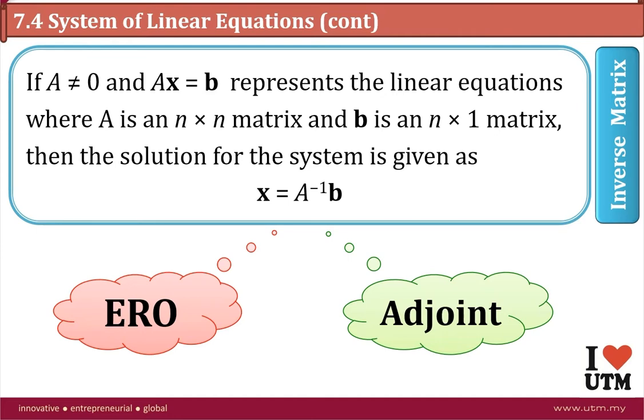Right, so if the determinant of matrix A is not equal to 0 and AX equals B represents the linear equations, where A is an n by n matrix and B is an n by 1 matrix, then the solution for the system is given by this equation. X is equal to A inverse times B matrix. So if you want to use inverse matrix, firstly you need to find the inverse matrix of A.